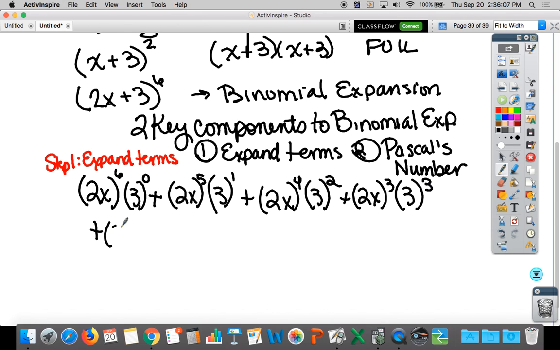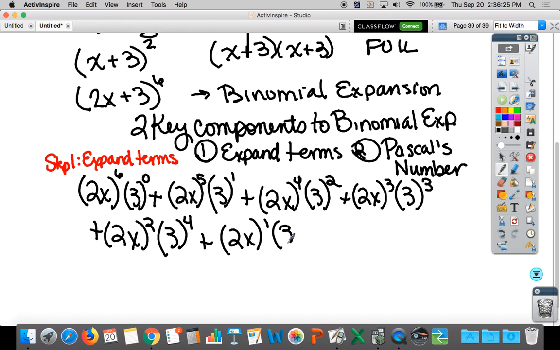Then the 2x goes down to 2. The 3 goes up to 4. If you're watching to see if they stay the same degree, you won't make a mistake. The 2x goes down to 1. The 3 goes to 5. And then the 2x goes down to 0. The 3 gets all 6.